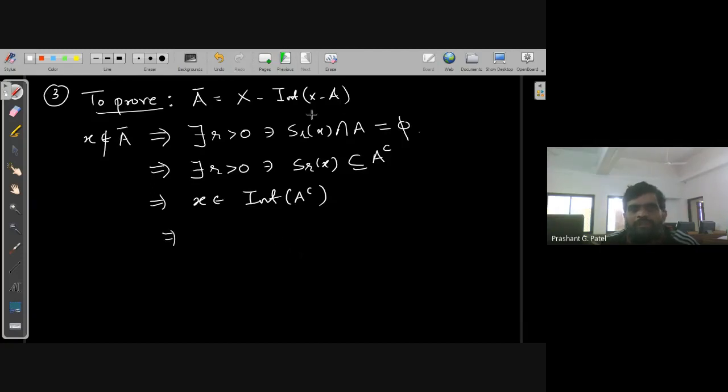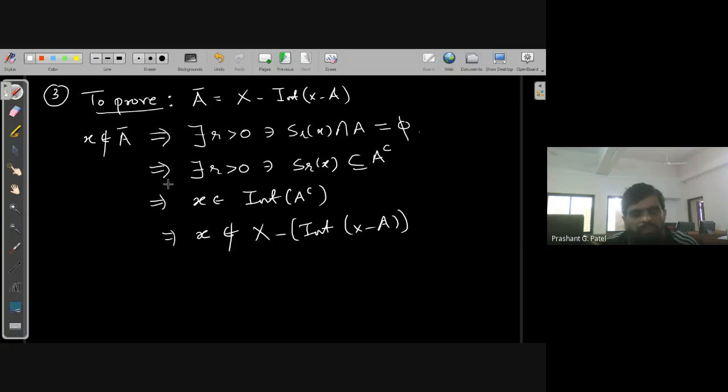But what is this statement? This says that X minus interior, and I started with x not in A closure. So this gives you x does not belong to X minus interior of X minus A. That is the complement. So that proves that if x is not in here, then x is not in here. So we have proved that this is a subset of this one.